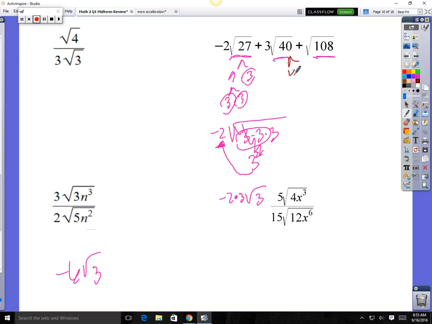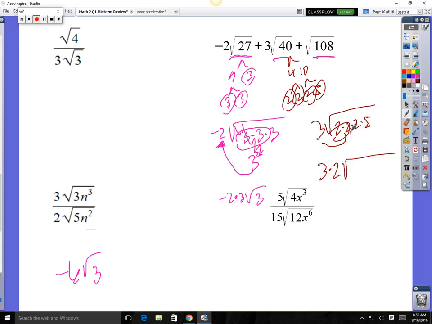40 is 4 times 10. 10 is 2 times 5. That's prime, that's prime. 4 is 2 times 2. That's prime, that's prime. So 3 square root of 40 is the same as 3 times 2 times 2 times 2 times 5. That's a square, so take a 2 out. So it's going to be 3 on the outside, and the 2 you bring out. Times them together, 3 times 2, and on the inside is a 2 times a 5.